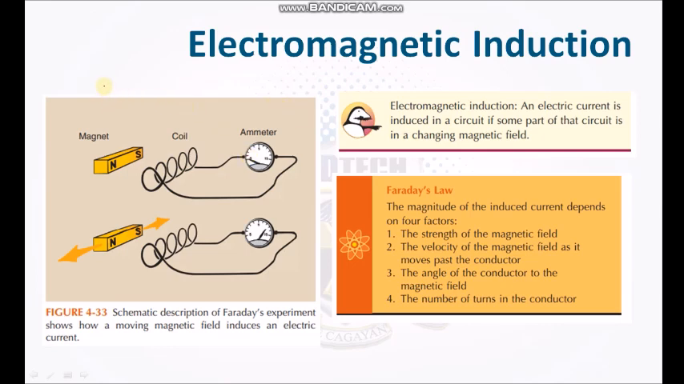Okay. So next we have electromagnetic induction. So we will try to relate these topics. Electromagnetic induction is when an electric current is induced in a circuit, in some part of the circuit, in a changing magnetic field. Now, it was introduced to us by Faraday's experiment.